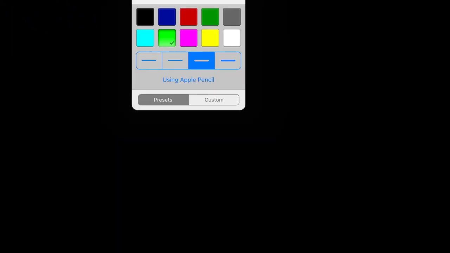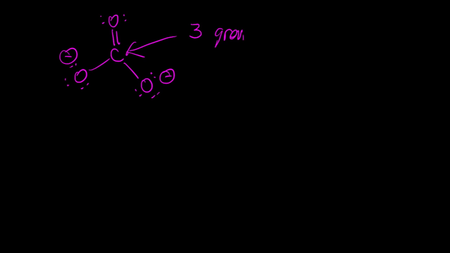Another example would be carbonate. Carbonate, as we saw previously, has this crazy looking Lewis structure with a couple different formal charges. And when you count the electron groups, 3 groups, it is predicted to be sp² hybridized. Okay, so we're always looking at the hybridization of the central atom.